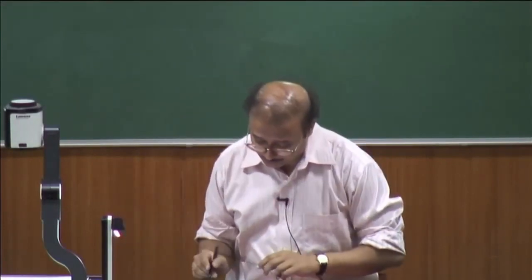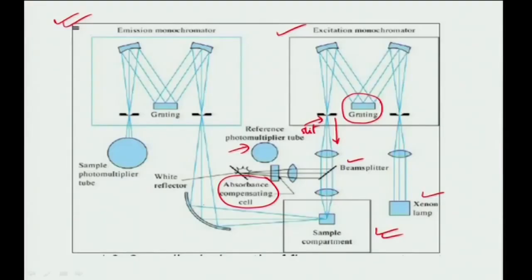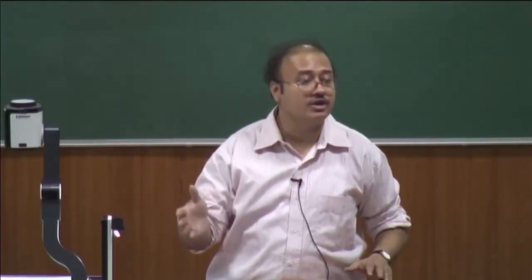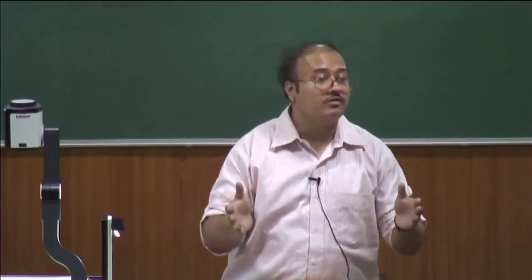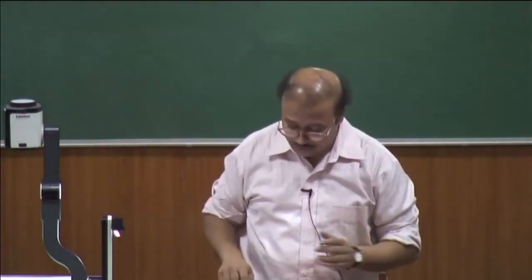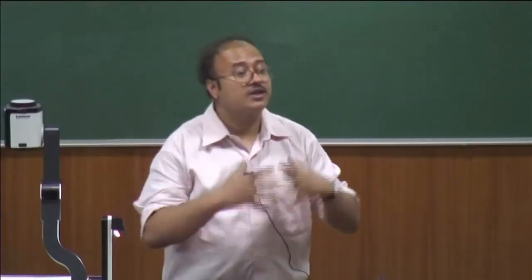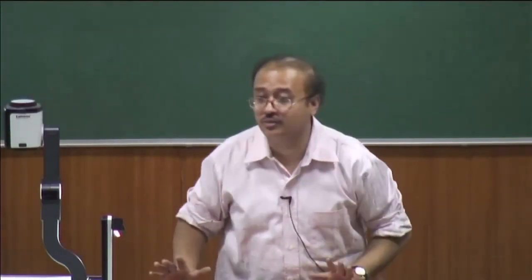So, after the sample compartment, it comes out, you have reflected out here. Now, this goes into an emission monochromator. So, the sample is emitting, it emits light over a range of wavelengths, like it absorbs over a range of wavelengths, it emits over a range of wavelengths. So, to look at what wavelengths are, you have to disperse the wavelengths, you disperse it with the help of a grating, and after that it comes to the PMT and you record your spectrum, okay. So, this again is just a typical layout of your fluorescence spectrometer.